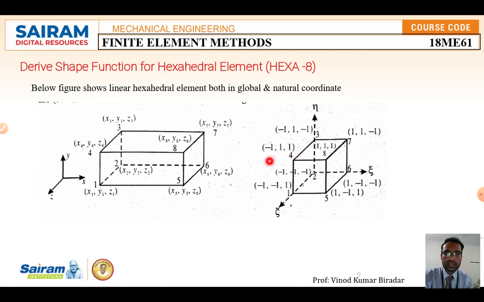This is the global coordinate, and this is the natural coordinate. In the natural coordinate system, the origin is denoted at the center of the element. Look here, you wrote -1, -1, 1. This face is the back side, so the remaining x and y should be negative, and the front face will be positive. Consider this face.